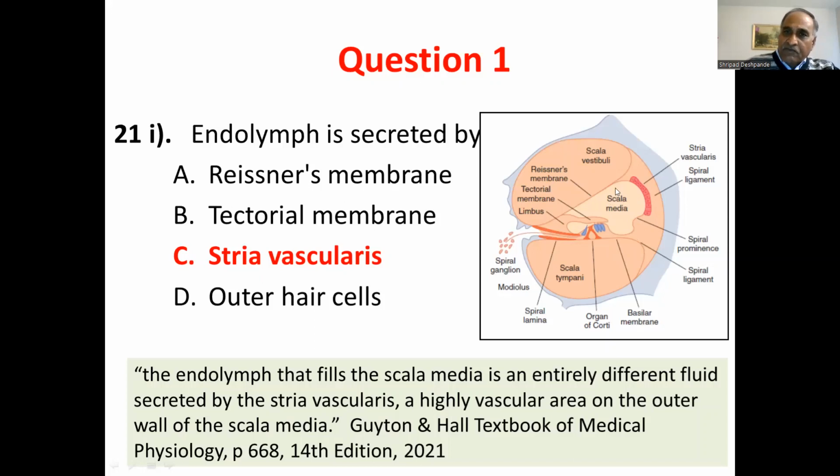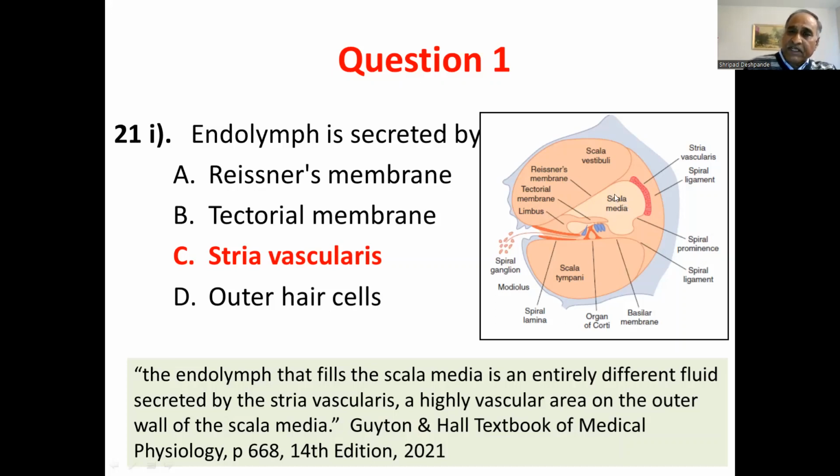Now, this is Reissner's membrane. This separates the scala media from the scala vestibuli. And this is the stria vascularis. These are the outer hair cells, and this is the tectorial membrane. Now, the stria vascularis is mainly a vascular structure that secretes potassium ions.